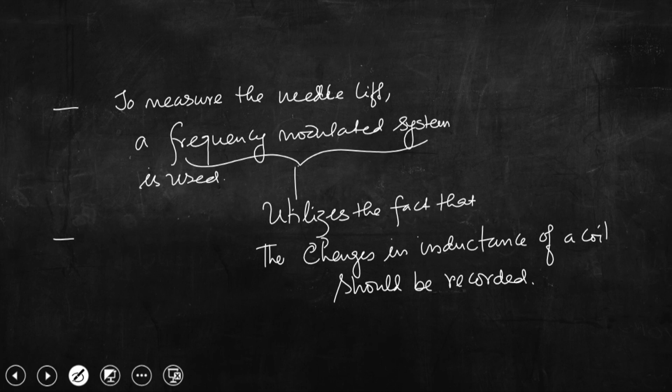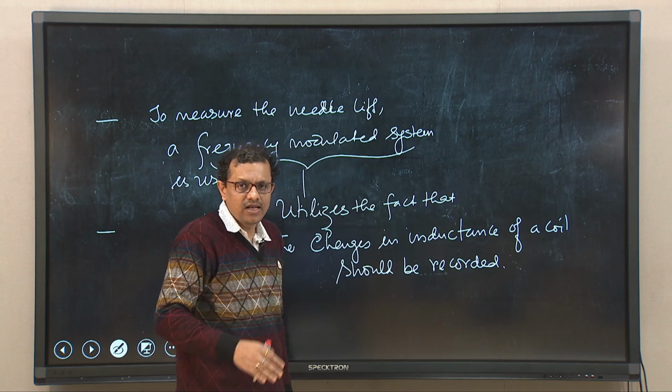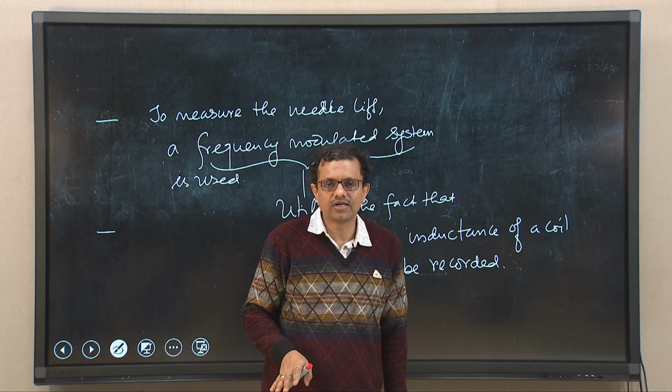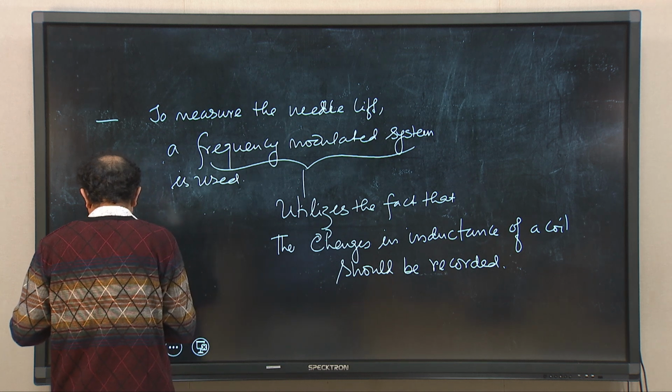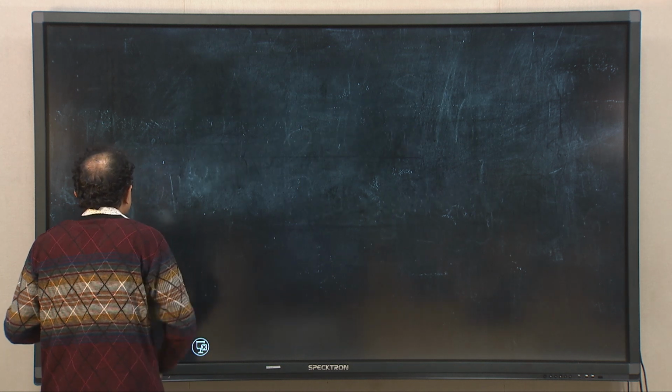That means this frequency modulated system changes the inductance of a coil. So essentially, this particular system is reliant on the fact that the inductance of a coil should be changed and that should be measured or recorded. Okay, so what is done to do this?